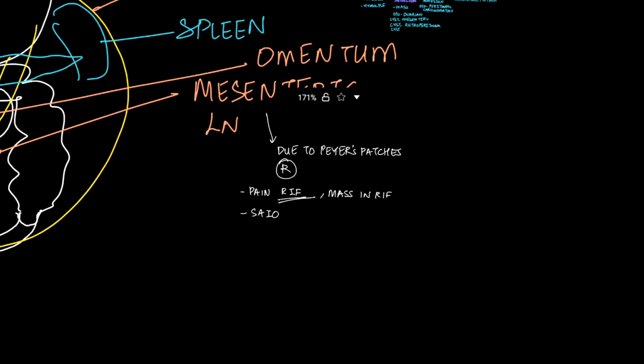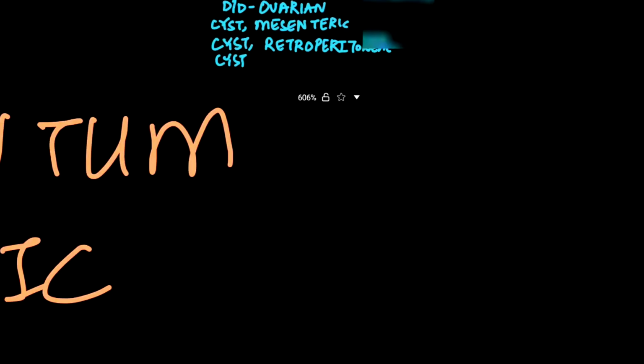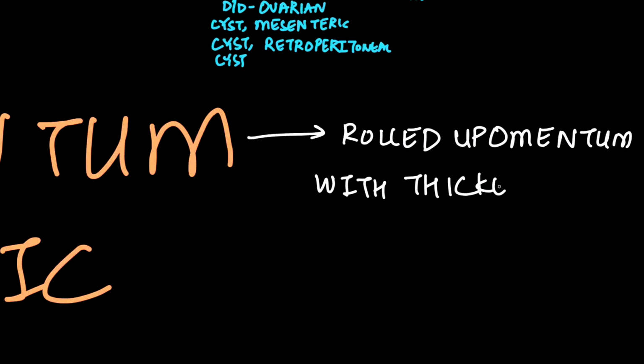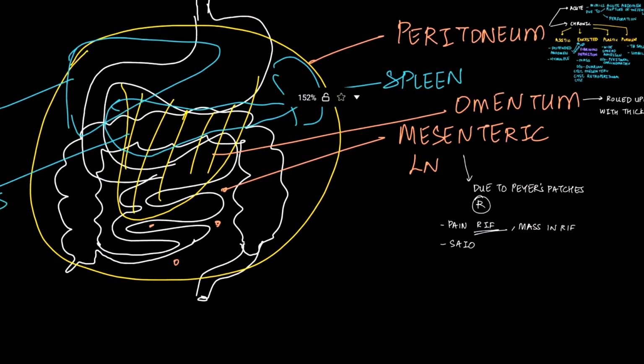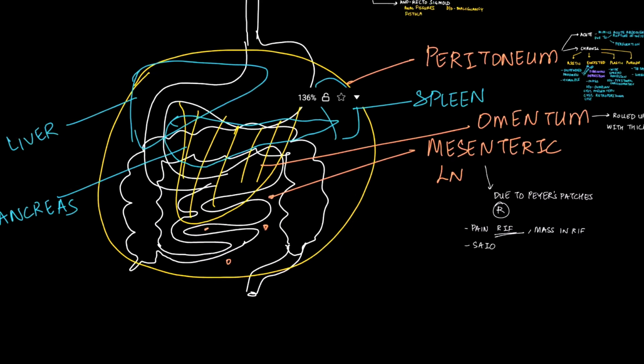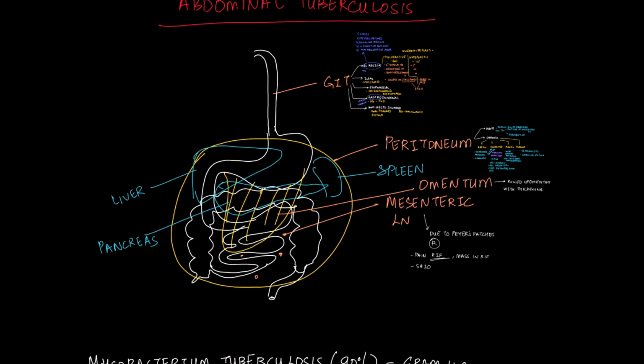Next, moving on to the tuberculosis of the omentum. In this case, patients usually have rolled up omentum with thickening. And finally, patients can present with tuberculosis of the solid organs with very non-specific clinical features. So we have covered abdominal tuberculosis, the types, the causative organism, the mode of spread, the clinical features. In the next video, we'll be looking at the diagnosis and the management.